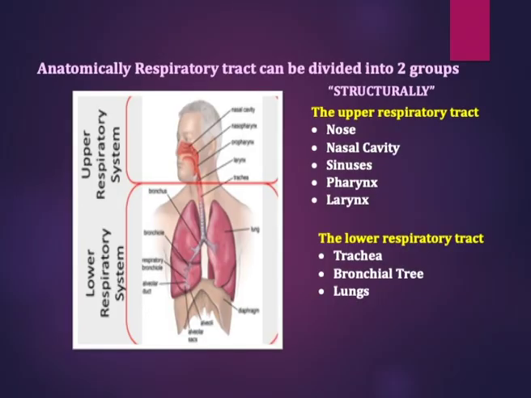Anatomically, the respiratory tract can be divided structurally into the upper respiratory tract and the lower respiratory tract. The upper respiratory tract contains the nose, nasal cavity, sinuses, pharynx and larynx. The lower respiratory tract includes the trachea and bronchial tree along with the lungs.